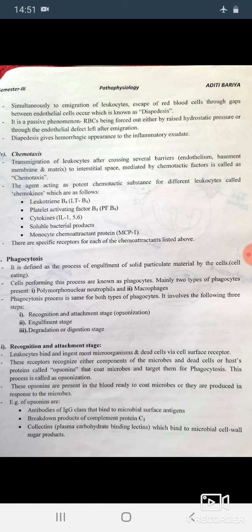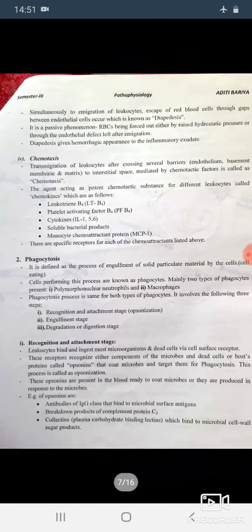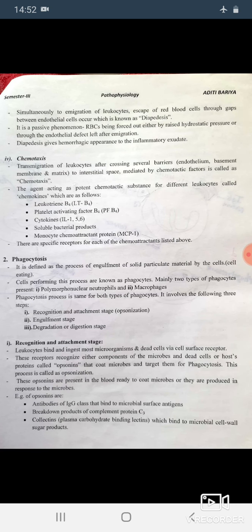Now phagocytosis occurs in 3 steps. First step, recognition and attachment stage, which is known as opsonization. Second, engulfment stage. And third, degradation or digestion stage. First, recognition and attachment stage.